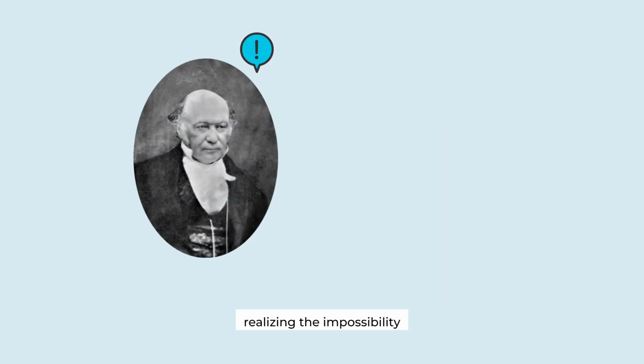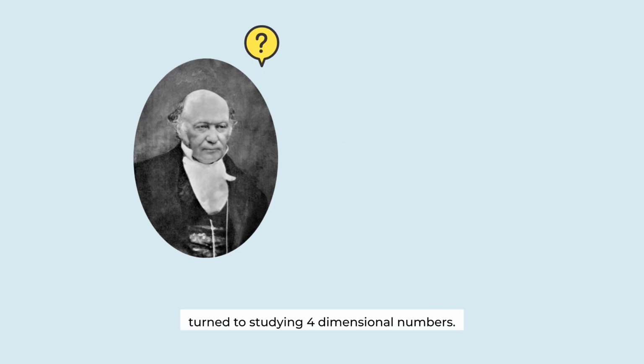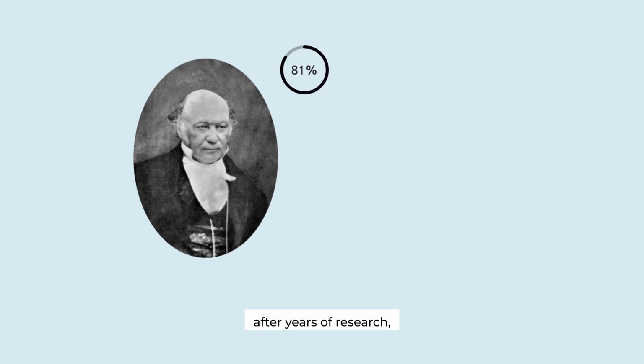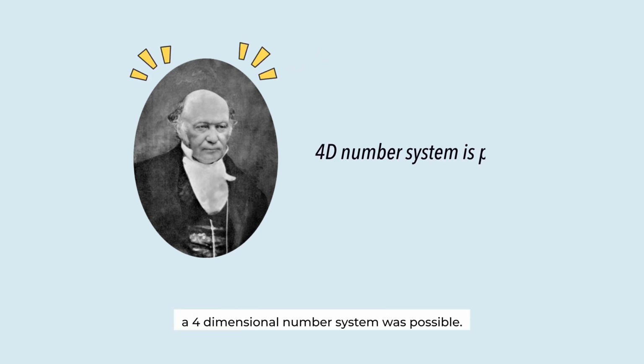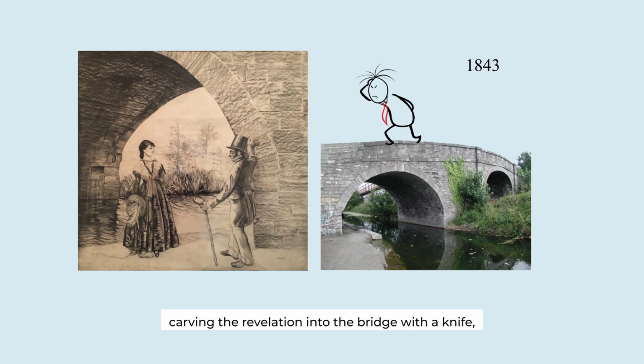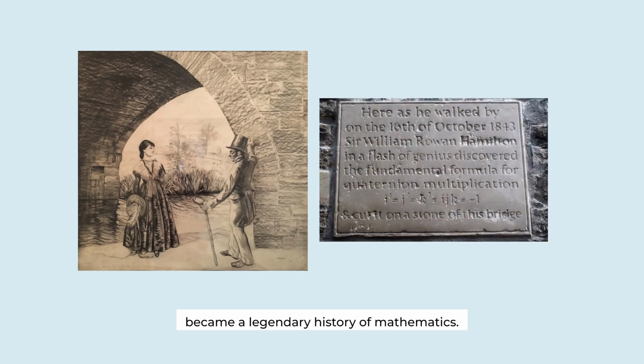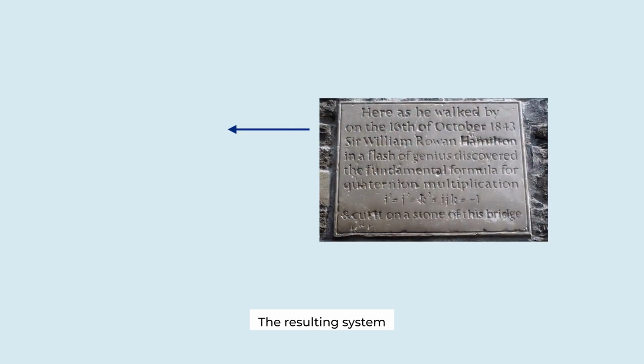Hamilton, realizing the impossibility of a three-dimensional number system, turned to studying four-dimensional numbers. After years of research, he discovered that a four-dimensional number system was possible. It was when he was walking on a bridge in 1843. The story of him carving the revelation into the bridge with a knife became a legendary history of mathematics. The resulting system is known as the quaternion.